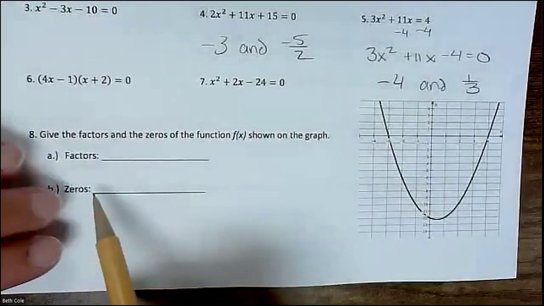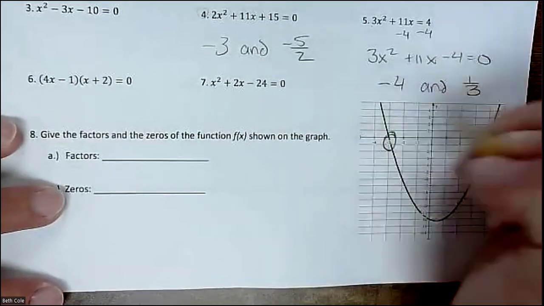Now here we're going to write the factors and the zeros. Let's actually do the zeros first. What's the first one?